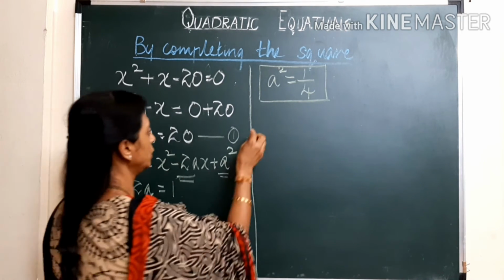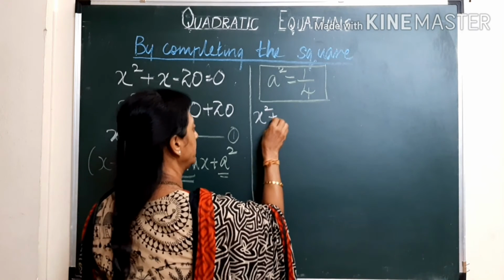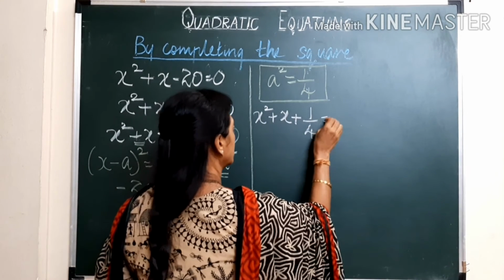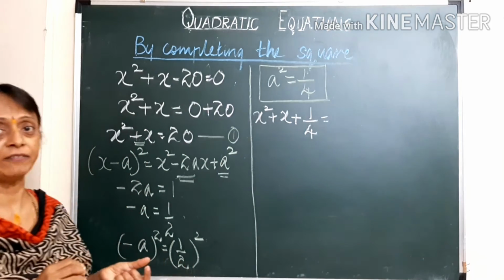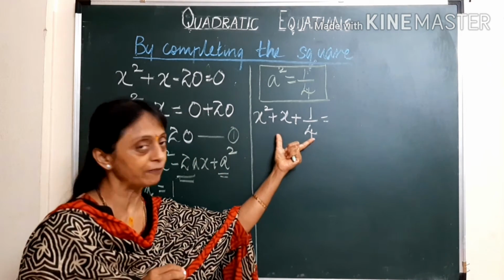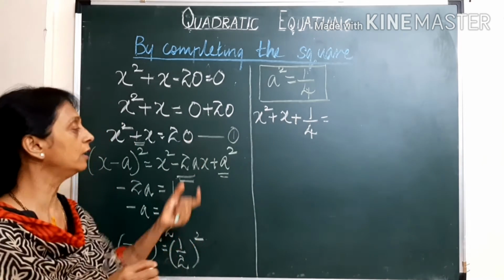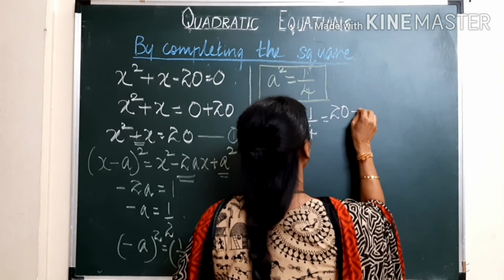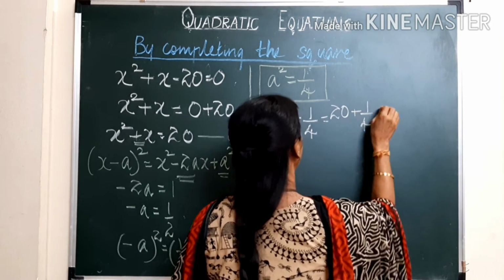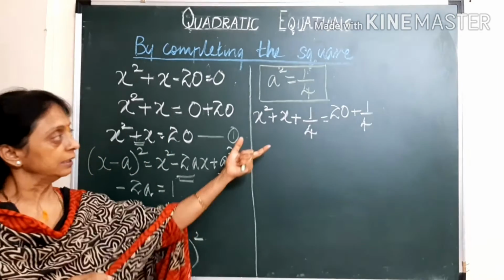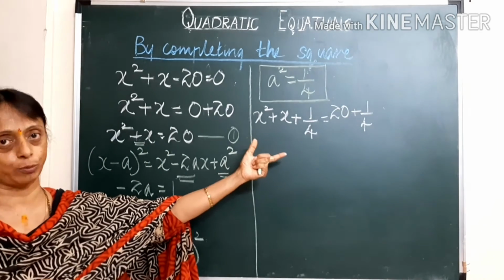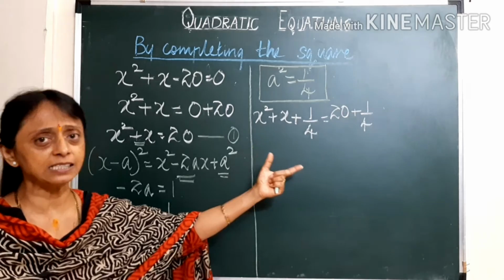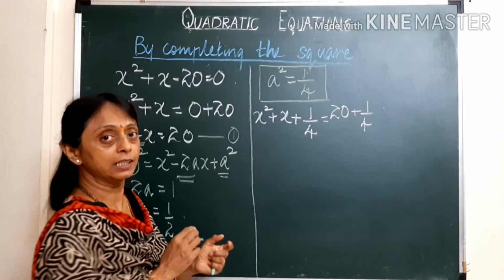So let's continue. x square plus x plus 1 upon 4. Are we done with it? Definitely not. Whatever you do on the left hand side should also be done on the right hand side. So 20 plus 1 upon 4. The left hand side becomes a complete square. It is a complete square of which binomial, children? How do you get the answer? We have already learnt in the earlier classes.